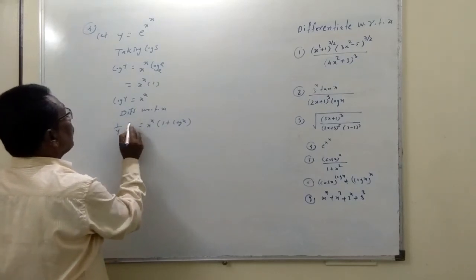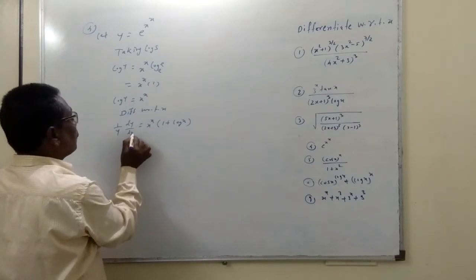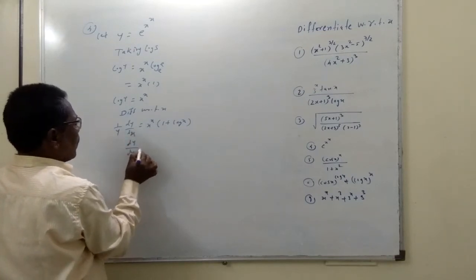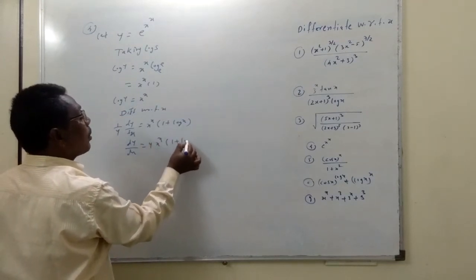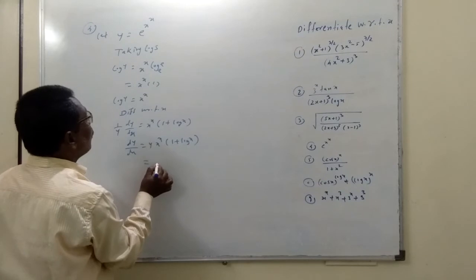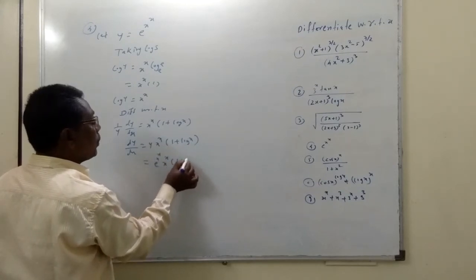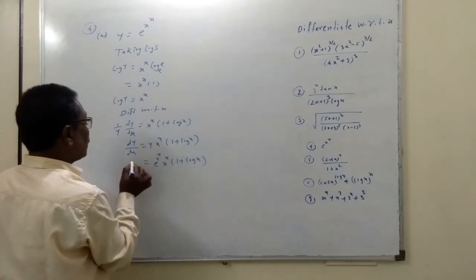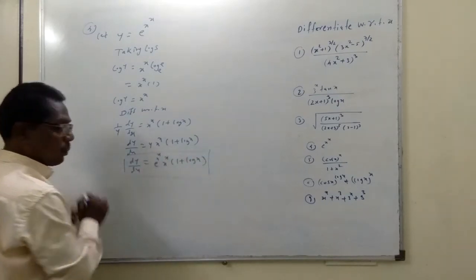So it's 1 upon y dy by dx. So dy by dx is equal to y into bracket, y into x raised to x, 1 plus log x. So that is equal to e raised to x raised to x into x raised to x, 1 plus log x. So like this we find the derivative in this fourth example.